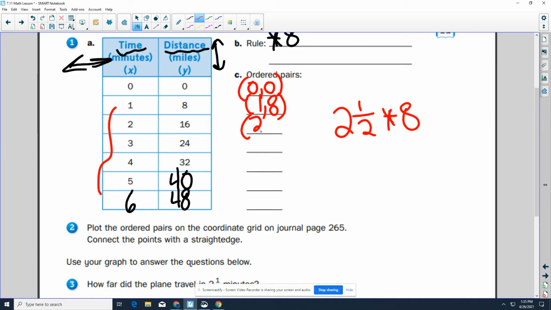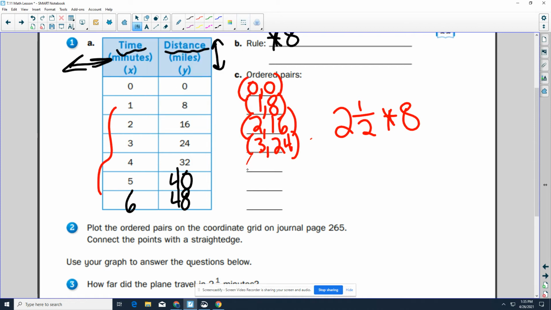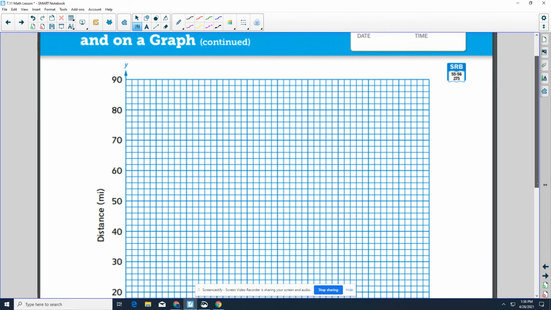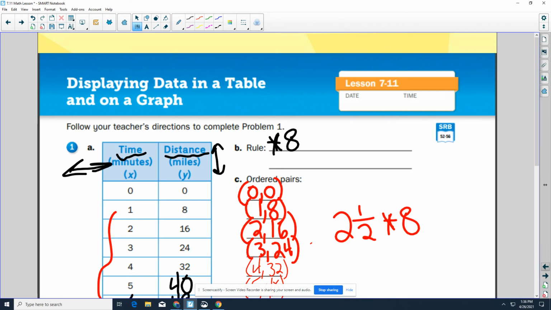Okay, so let's go through these ordered pairs together, and make sure we have them all filled in. So 3, 24; 4, 32; 5, 40; and then 6, 48. Now you're going to go to the next page, and we're going to plot those points. So our very first one was the origin, 0, 0.